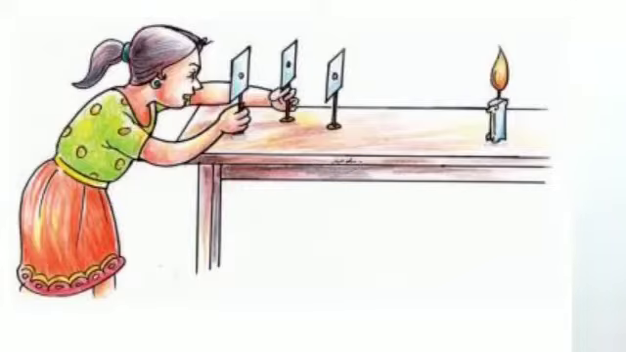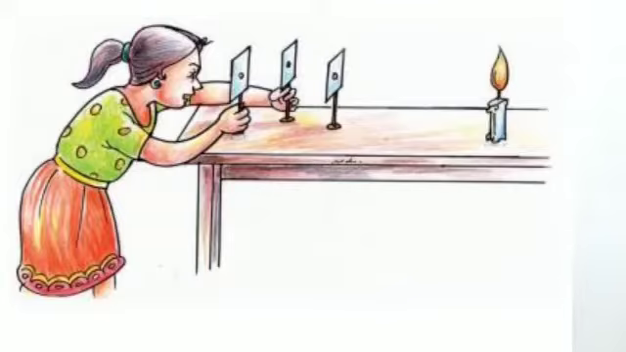Now what did she do? She changed the position of the cards. She displaced the cards. And now she is looking through the hole. She cannot see the burning candle because we know that light travels in a straight line. So this is an experiment.